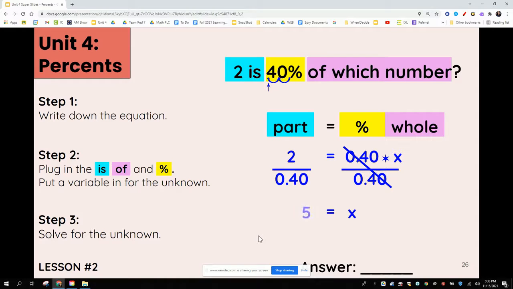All right, you should have gotten 5. 2 is 40% of 5. The answer is 5.